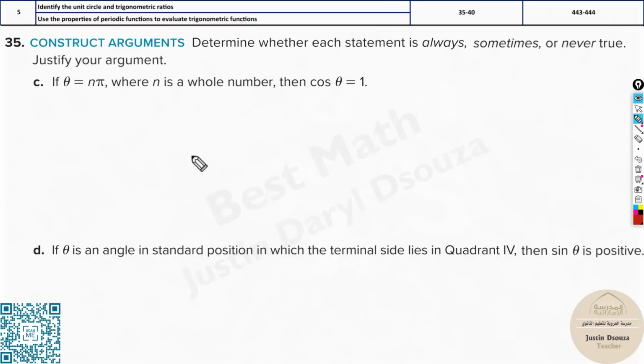Let's see the D option, D question. If theta is an angle in standard position in which the terminal side lies in quadrant 4, then sine theta is positive. Let's look into this.